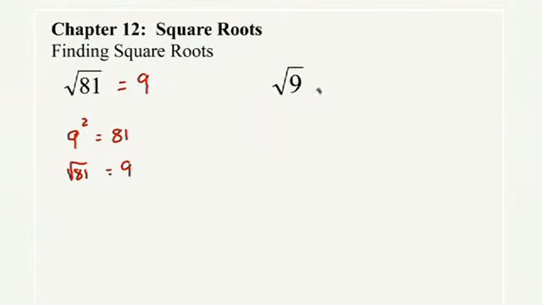So let's look at the second one. We have the square root of 9. So again, you ask yourself, what number squared or what number times itself equals 9? In this situation, that number is 3. So therefore, the square root of 9 equals 3. Let's look at some more.